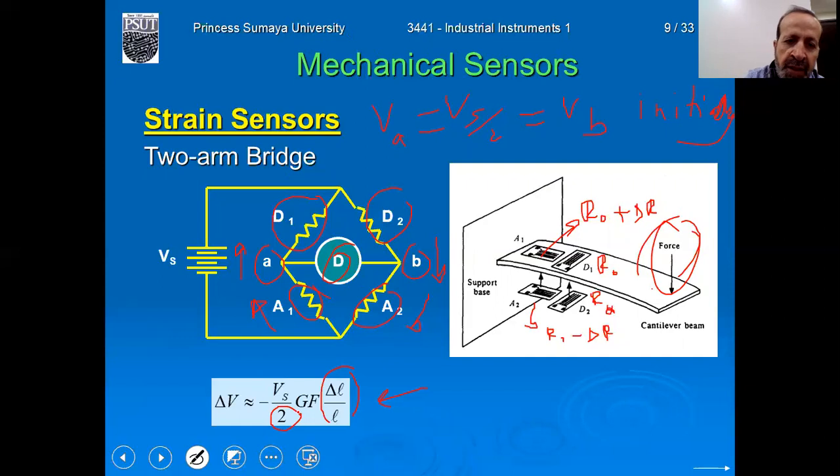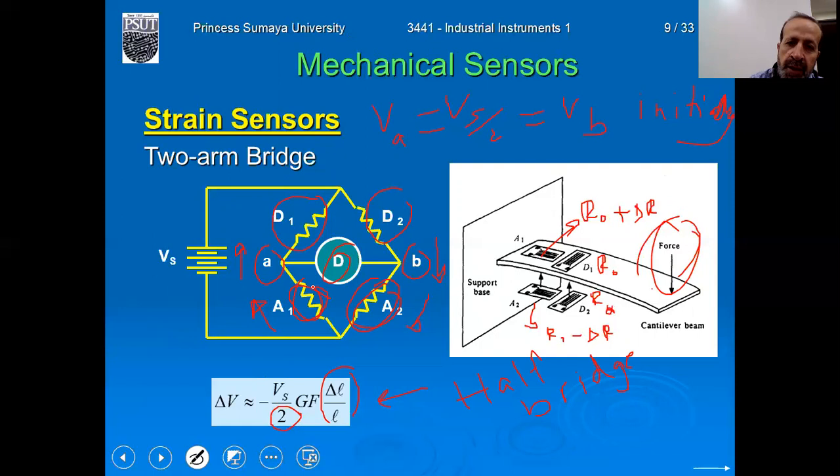This bridge in this case is called a half bridge, where we have used two active strain gauges, this one and this one. We have a half bridge, and we divide the output here by 2. So we have double compared to the quarter one.